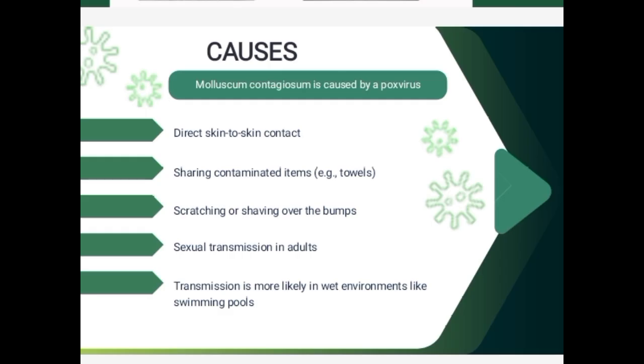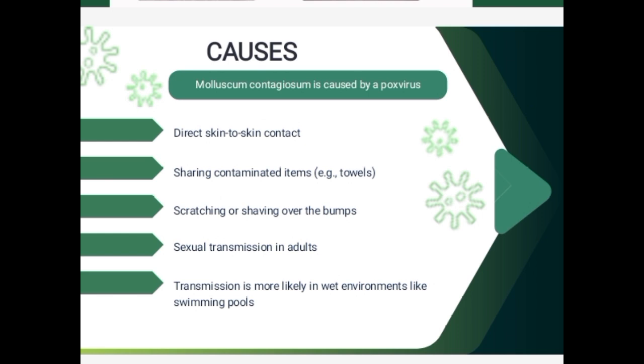So what are the causes of this infection? Accordingly, Molluscum contagiosum is caused by a pox virus with 4 known subtypes. This virus spreads through direct skin-to-skin contact, sharing contaminated items such as towels, scratching or shaving over the bumps, and sexual transmission in adults. Transmission is also more likely in wet environments like swimming pools.